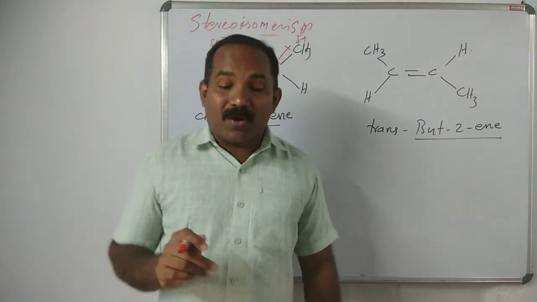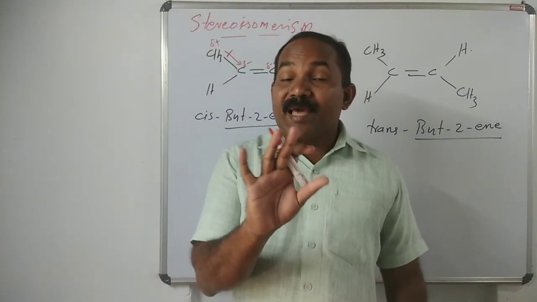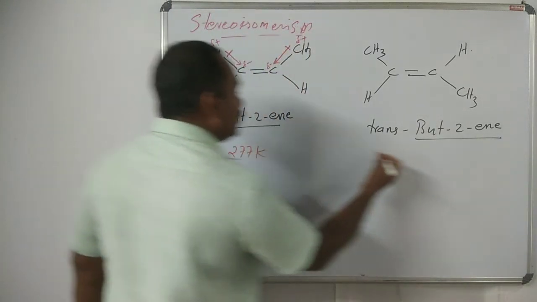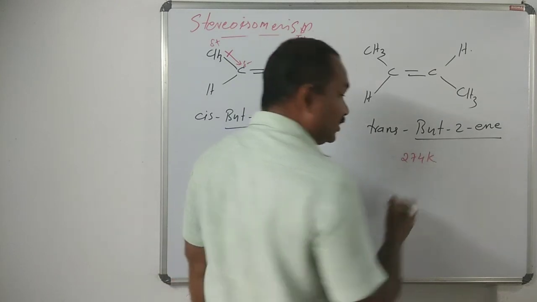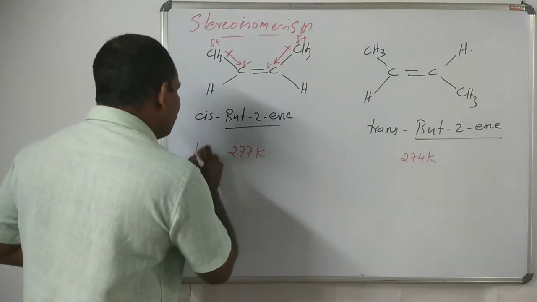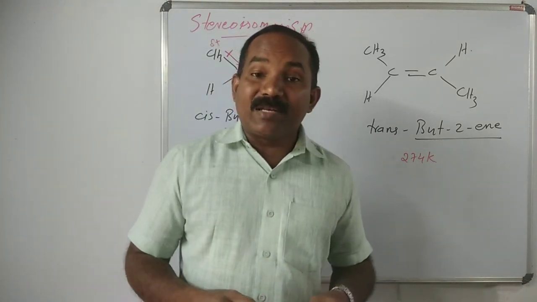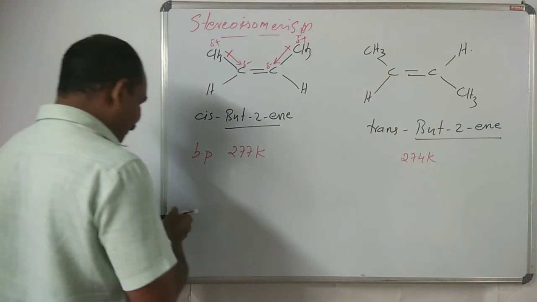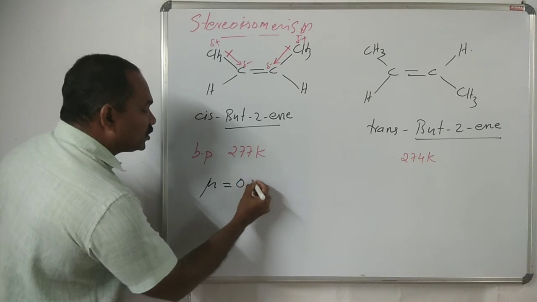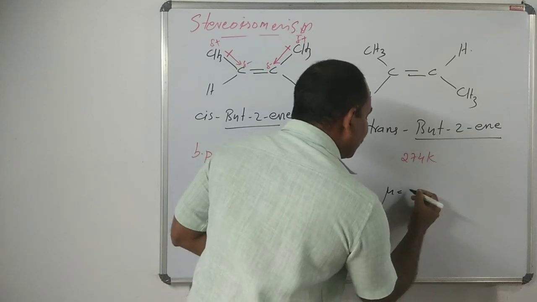And now the melting point and boiling point of the isomers. The boiling point and melting point show only a slight difference. In this case, the boiling points are 277 Kelvin and 274 Kelvin, nearly the same. Another important thing: the dipole moment of the cis isomer is 0.33 Debye. But the dipole moment of trans-2-butene is 0.